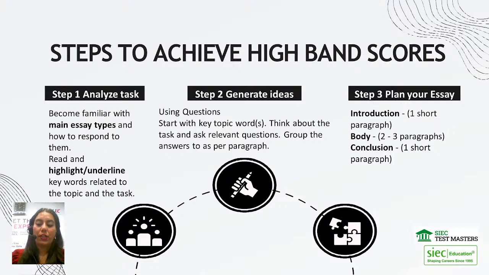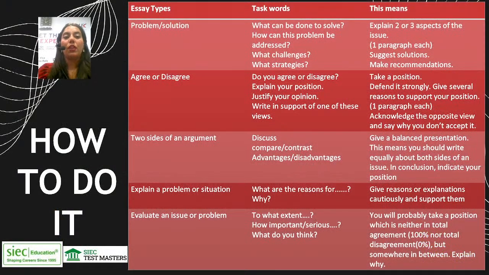All right. Now, moving on to the next one. These are the essay types which we were talking about. The very first essay type is problem and solution. What task words, or how do you identify that this is a problem and solution essay? Now, how do we do it?